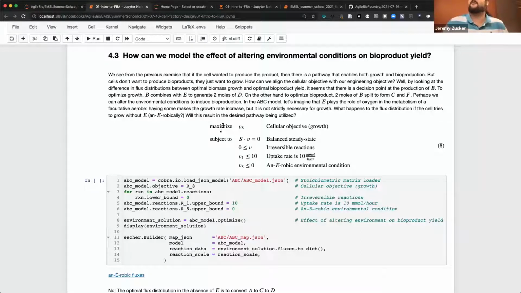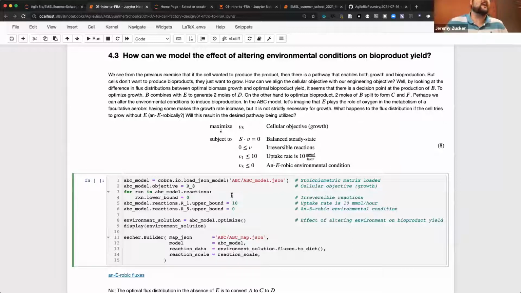So here we've returned back to our cellular objective, that's V8. And we have our balanced growth steady state and our irreversible reactions and our uptake rate. But now we're going to set an anaerobic environmental condition. So we'll set V5 to 0, which is the reaction that produces E. So does anyone want to guess in the chat window what's going to happen?